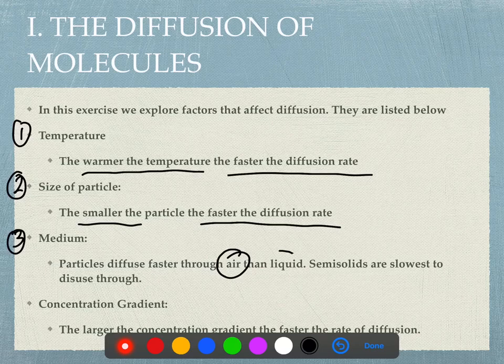The medium will also have an effect on diffusion. Air is faster than liquid, and semi-solids, like jello, would be the slowest thing you can diffuse through. And finally, the concentration gradient. The larger the concentration of substances, the faster the diffusion rate will be. The smaller the concentration of substances, the slower things will diffuse.